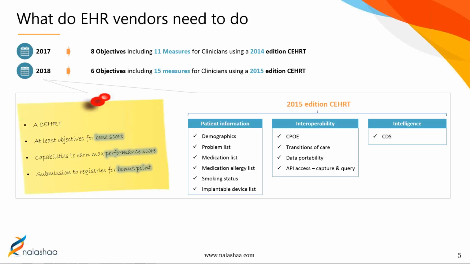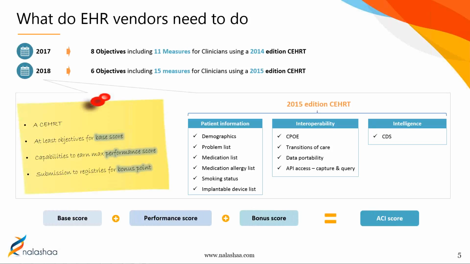So how is the scoring going to happen for this? You have your base score, given that your clinician is already using a certified EHR. Then you have your performance score, and then you have a bonus score. As I already mentioned, the performance score and the bonus score are the brownie points that completely composite the ACI score.